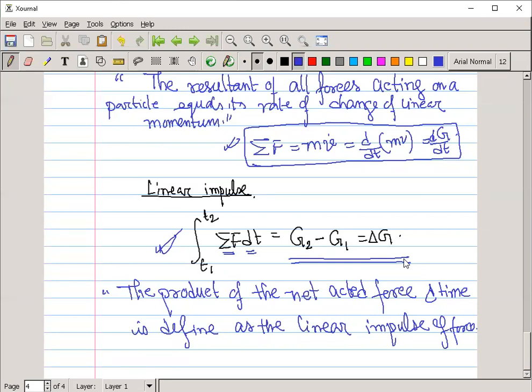Is it clear? Up to this, anyone have any question? So this is the linear impulse formula, change in the linear momentum, and linear momentum is nothing but mass times velocity. Due to this force, this is the rate of change of momentum.